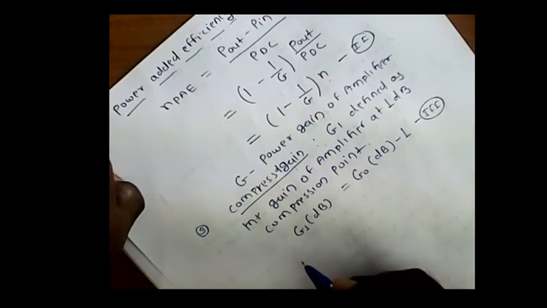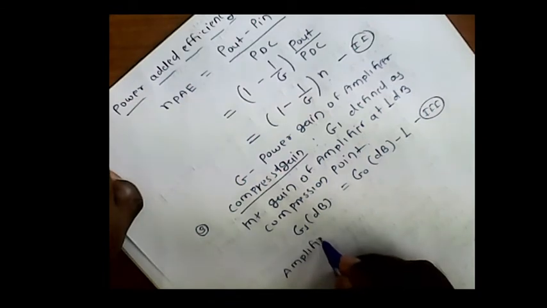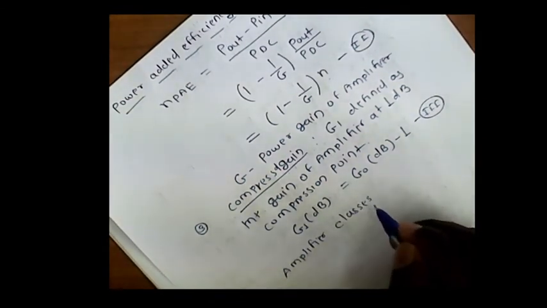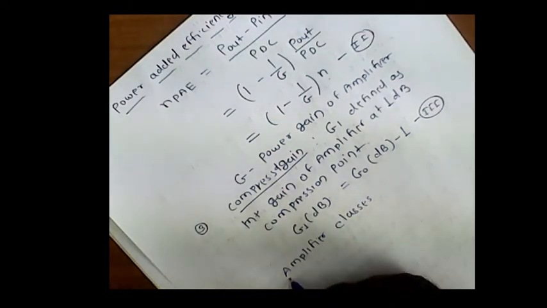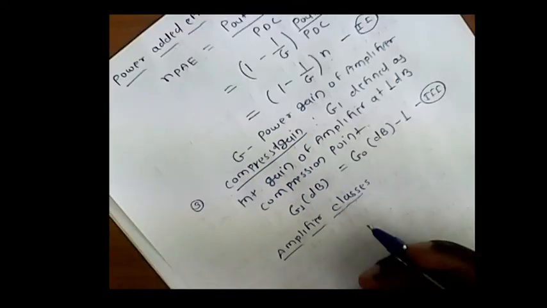Now we discuss the amplifier classes. The power amplifier classes in the syllabus are: class A amplifier, class B amplifier, class C amplifier, and class AB amplifier. But there are various types of classes of power amplifier. So first we discuss class A amplifier.